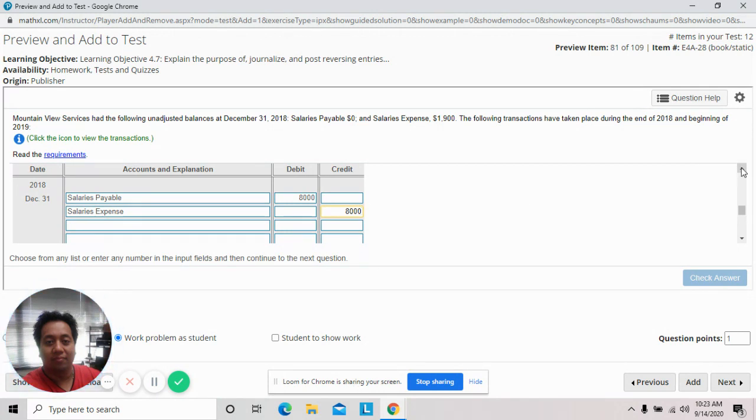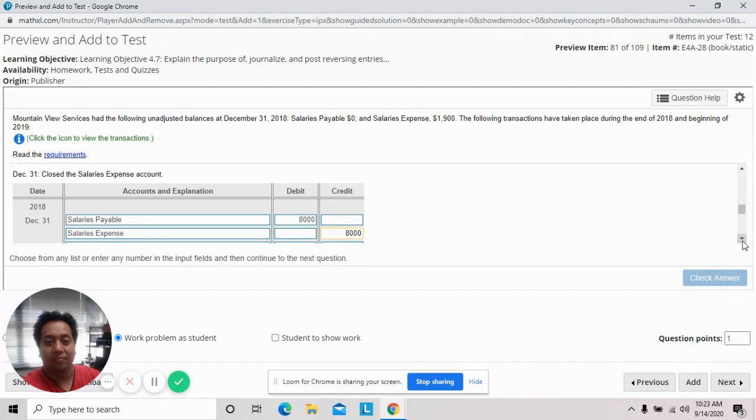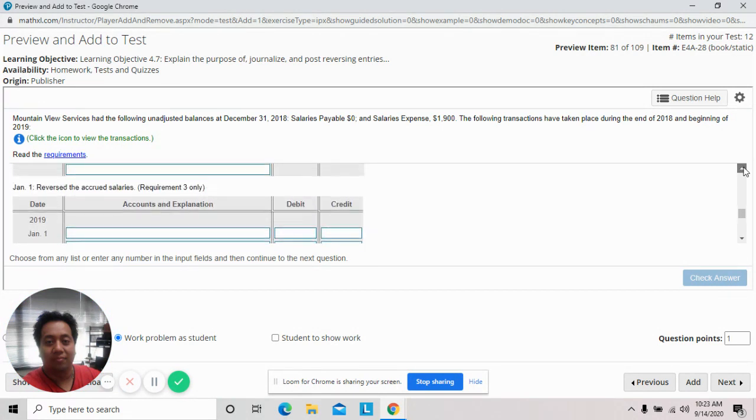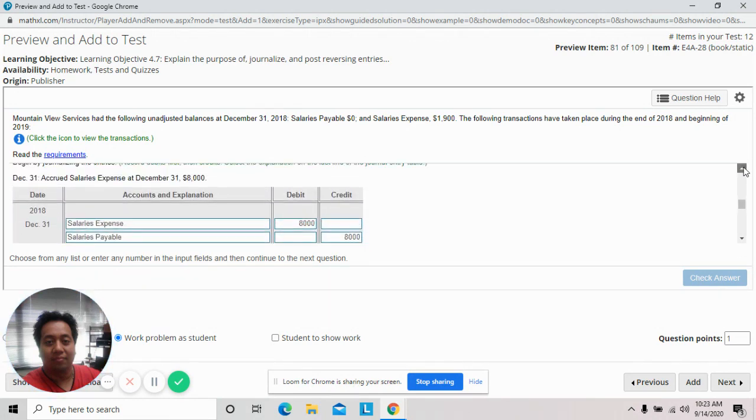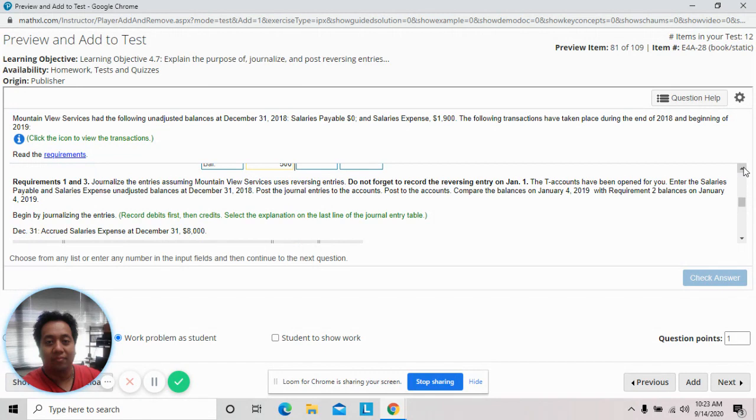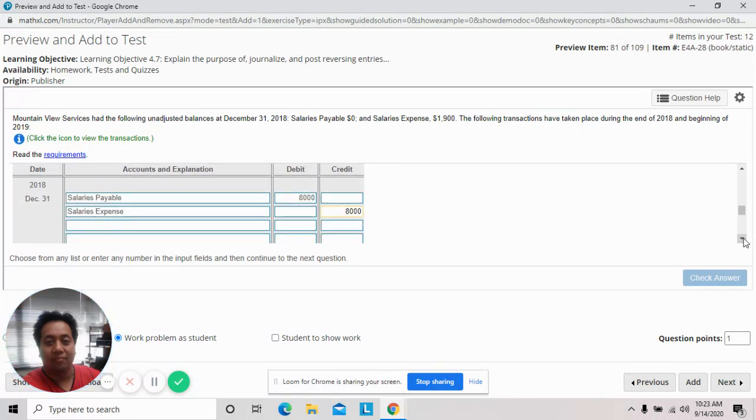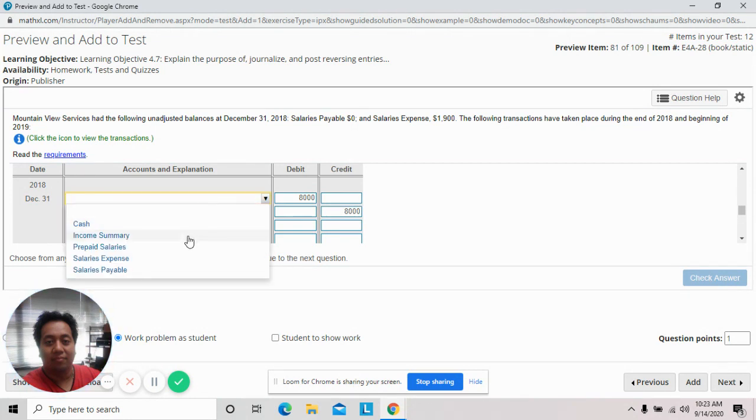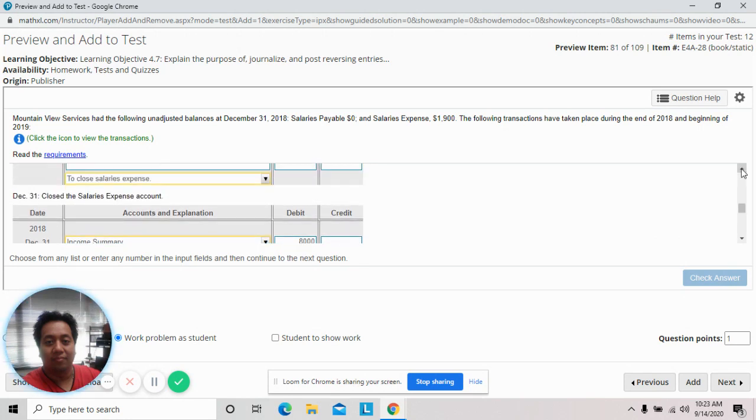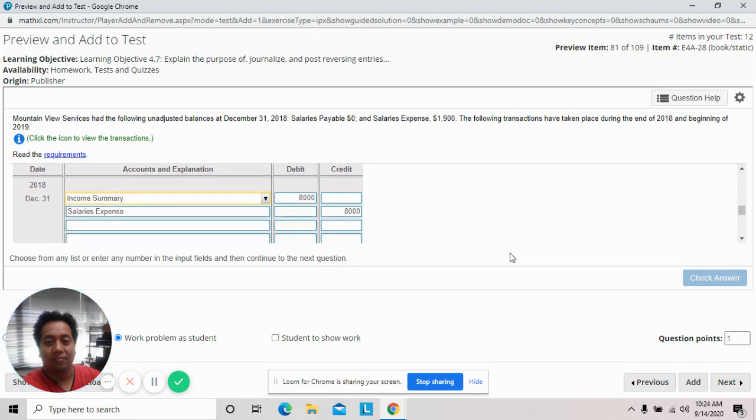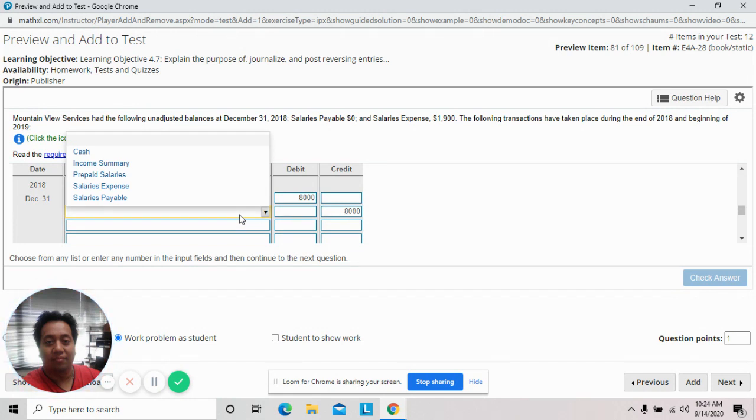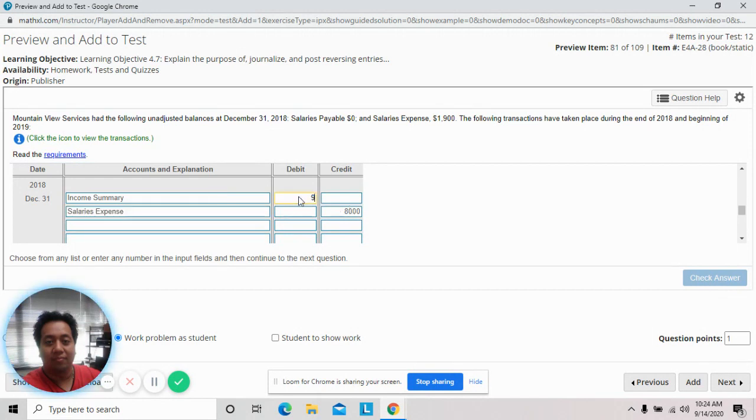That'll be for January 1st. So requirement 1 and 3, salary expense 8,000. I'm sorry. So this was the entry for January 1st. The entry for December 31st is an income summary, amount of 9,900, closing my salaries expense, and a debit and a credit in salaries expense for 9,900.